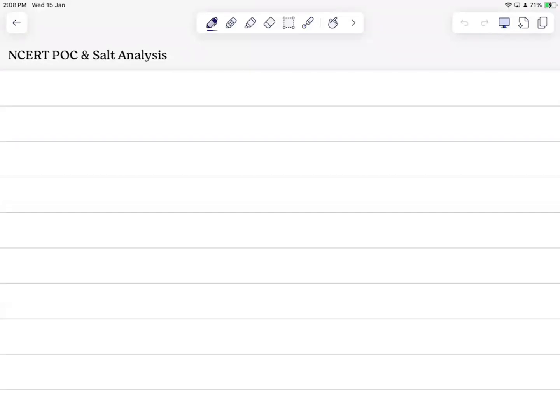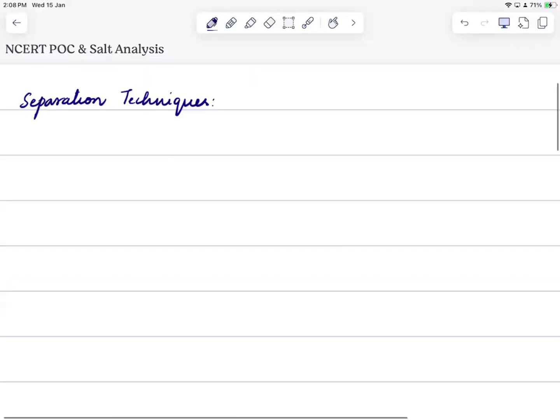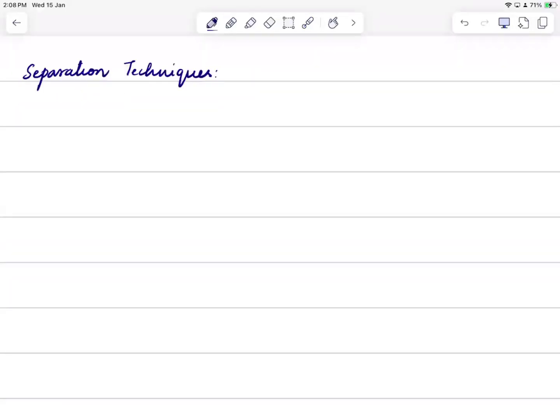First, when it comes to separation techniques, what you really need to know is about terms like sublimation. I'm sure you know the process, but mainly focus on the examples and the principle underlying it. The principle is very simple: anything which is sublimable, volatile compounds, are the ones which can be separated or purified.